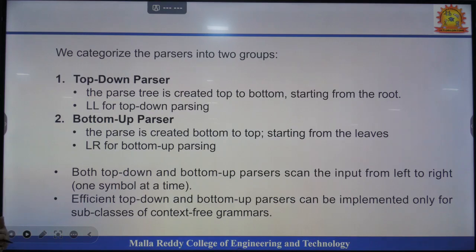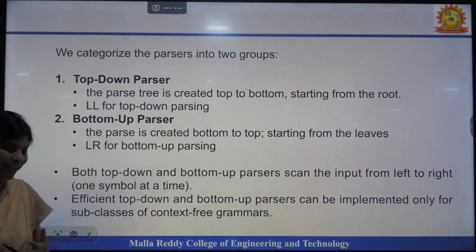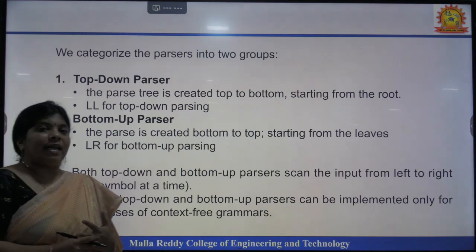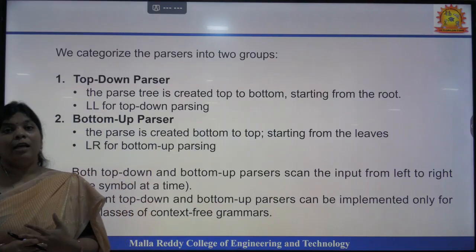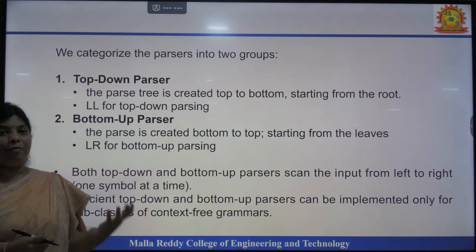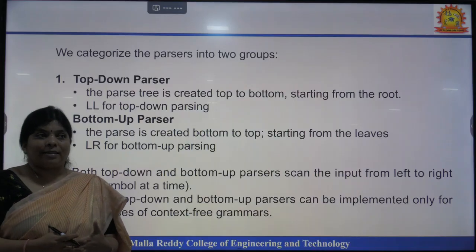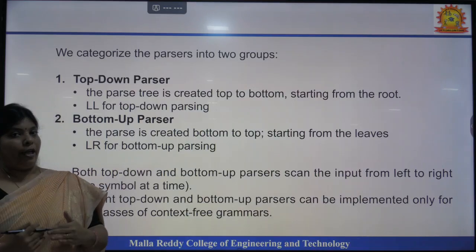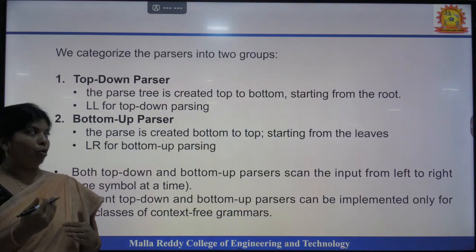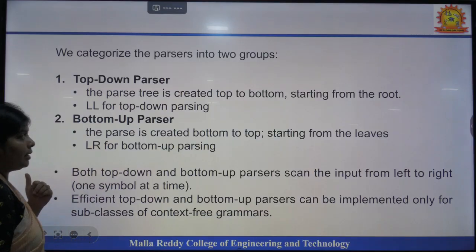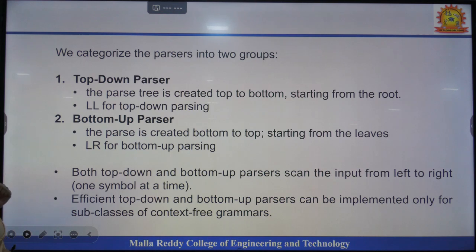This parser is of two types. As we have already discussed, in the syntax analysis phase we are generating the parse tree. It is one type of tree. A tree can be constructed either from the root node to the leaf node or from the leaf node to the root node. That is why we categorize the parsers into two types: the top-down parser and the bottom-up parser.